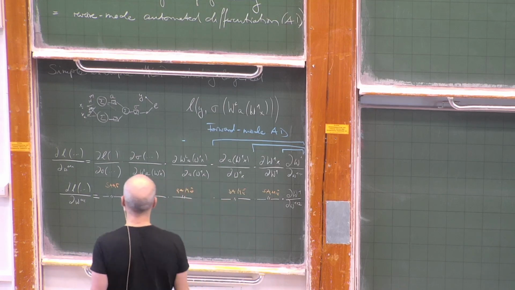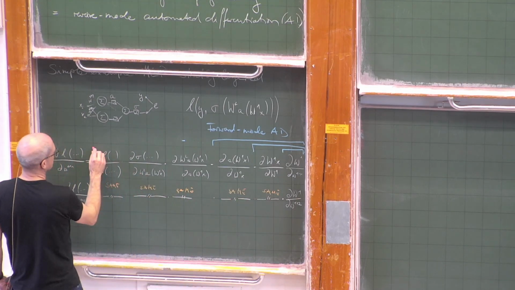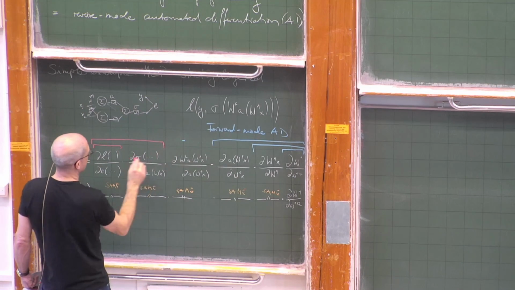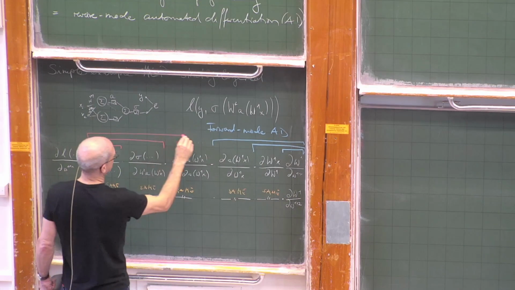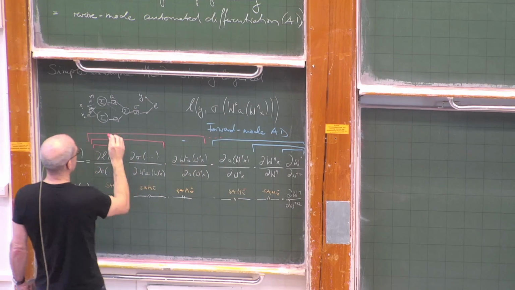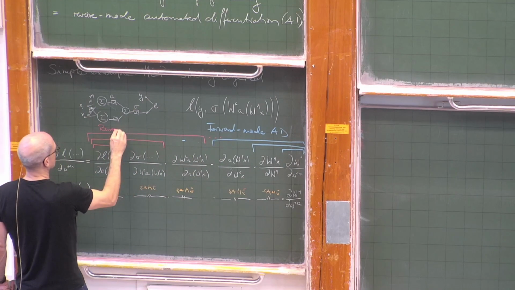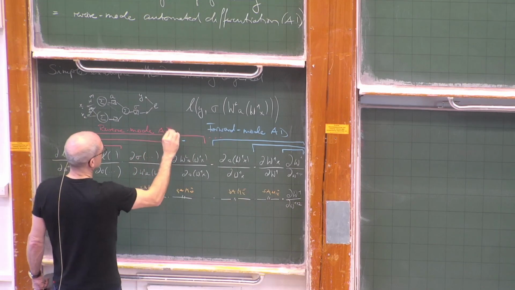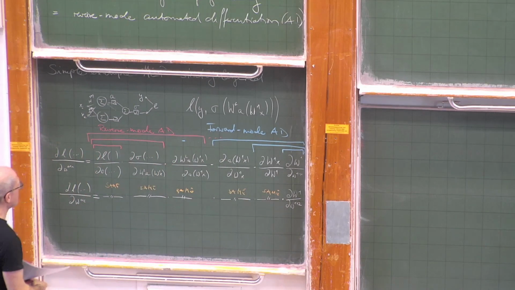Or we can start from the other end. We can first evaluate this, and then that, and so on. And this would be reverse mode automated differentiation.